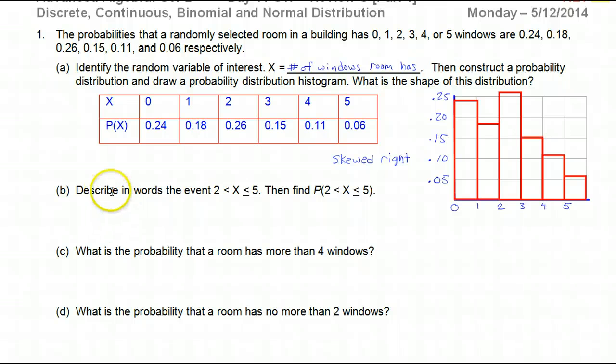Okay, part B. Describe in words the event where 2 is less than x, which is less than or equal to 5. And then find that probability. Well, this is where the number of windows is greater than 2, but less than or equal to 5.